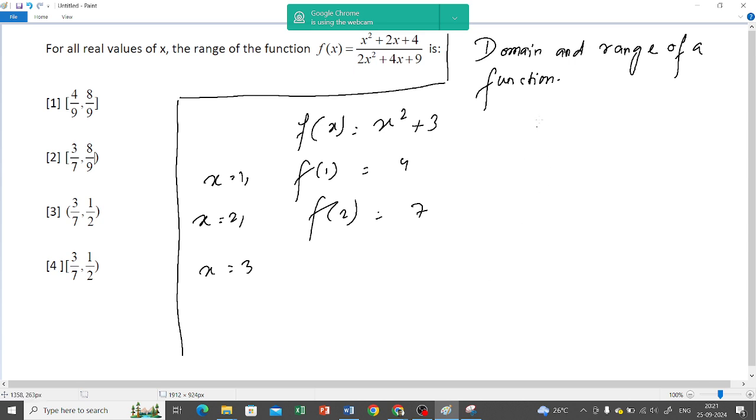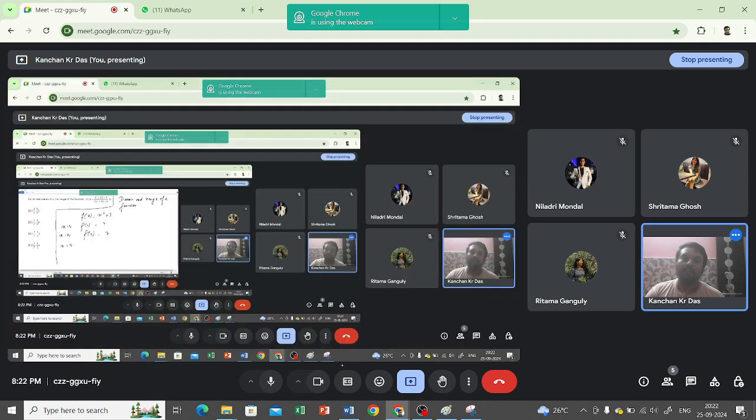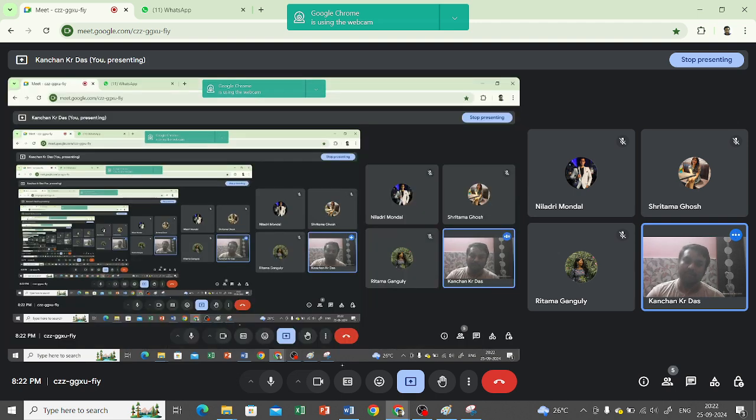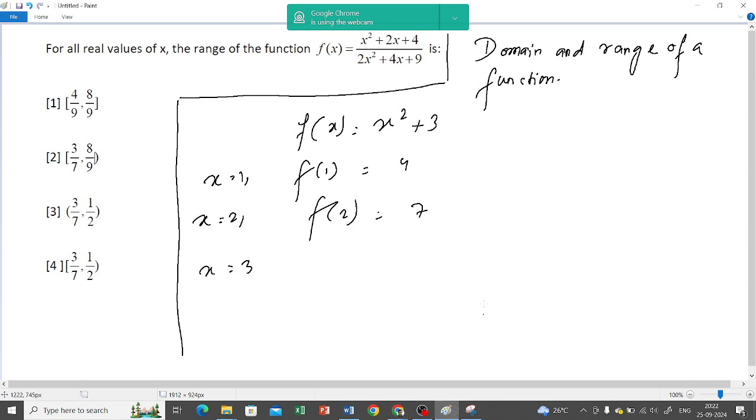Yes, sir. So see, we were talking about domain and range of a function. So you will see that you have this part as relations and functions in the BCom syllabus as well. Although that is in much more detail, but for this particular sum, we need to know about domain and range of a function. Okay, so that I'm explaining.